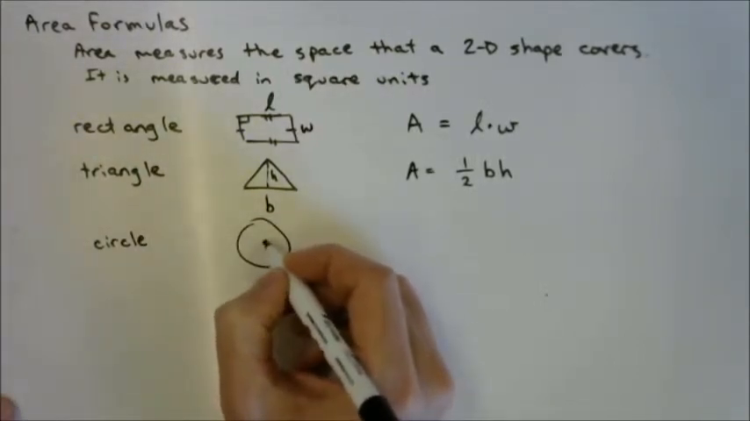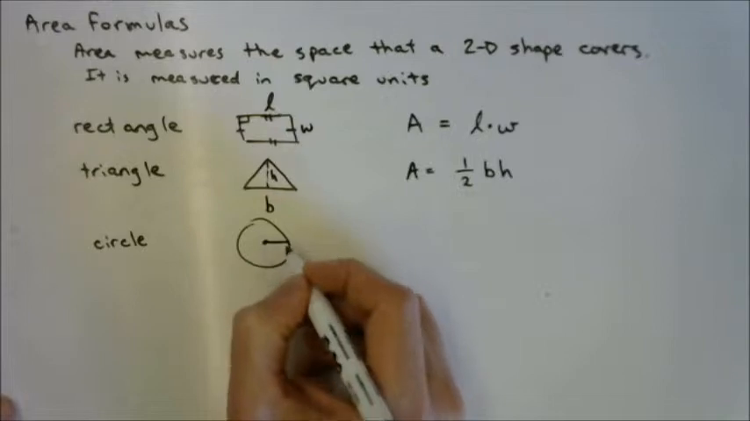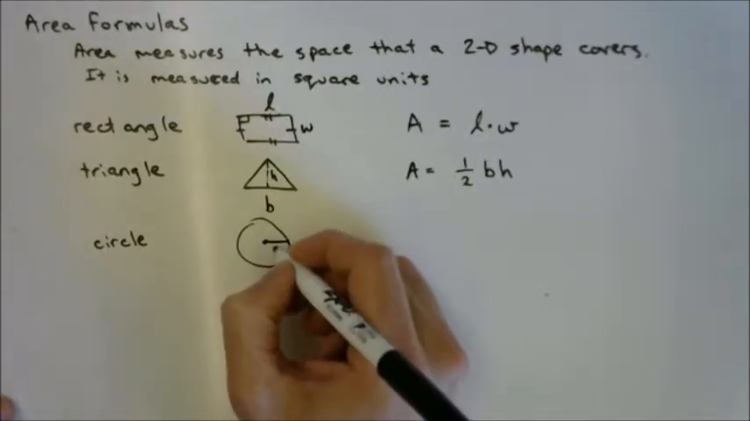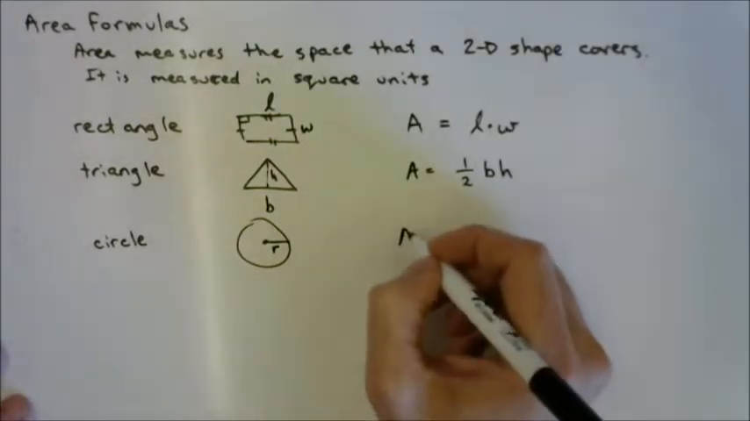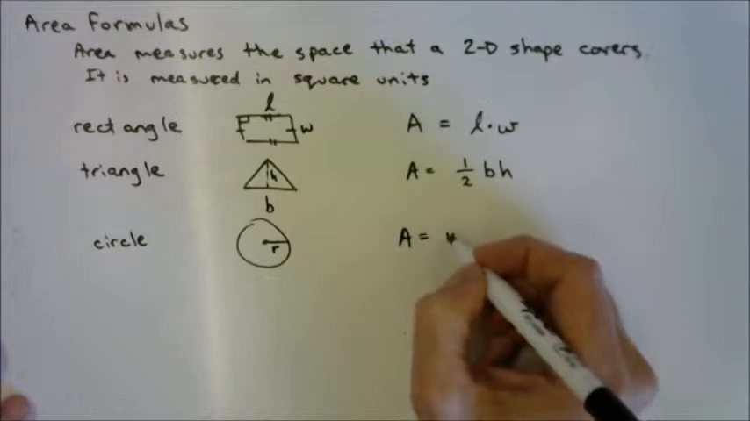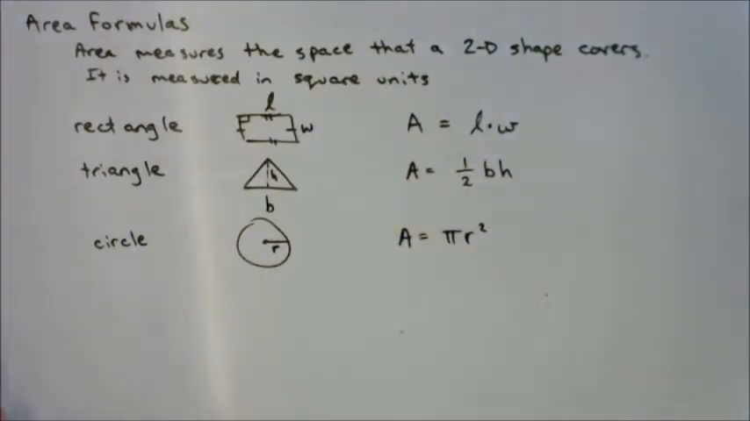Next is a circle. Draw a quick little diagram. What have I drawn? I've drawn the radius. And what is the area formula for a circle? Pi times 2r. Area equals pi r squared. 2 pi r was the perimeter, the circumference, okay? So now we're working on area.